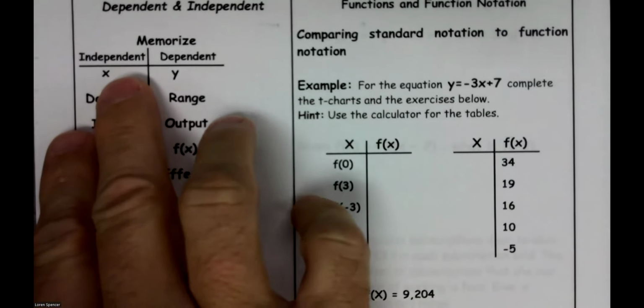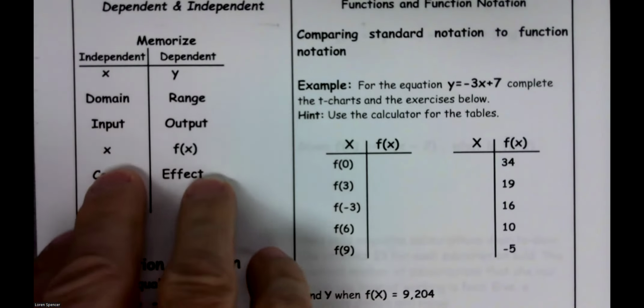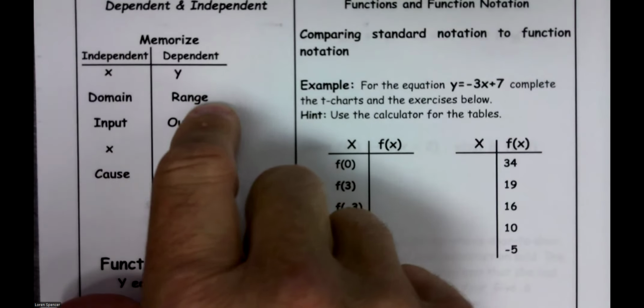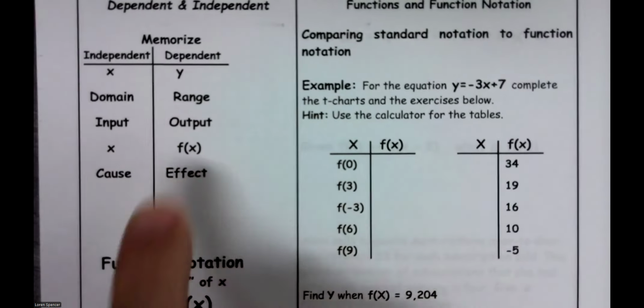This is a continuation of the test review, and we're dealing with function notation primarily. Please remember, you need to know that the x's are the domain, they're the inputs, and they're the cause. The range is the output, they're the y's, and are f of x.